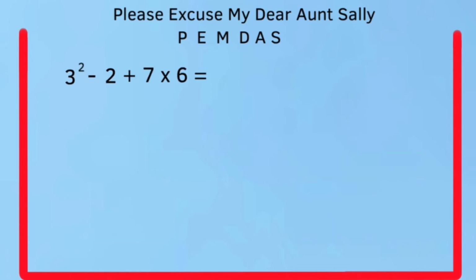Let's take a look at this one. I don't have any parentheses. I have an exponent. And here it is. So 3 squared, that equals 3 times 3, which equals 9. So 9 minus 2 plus 7 times 6. I bring the rest of my problem down.